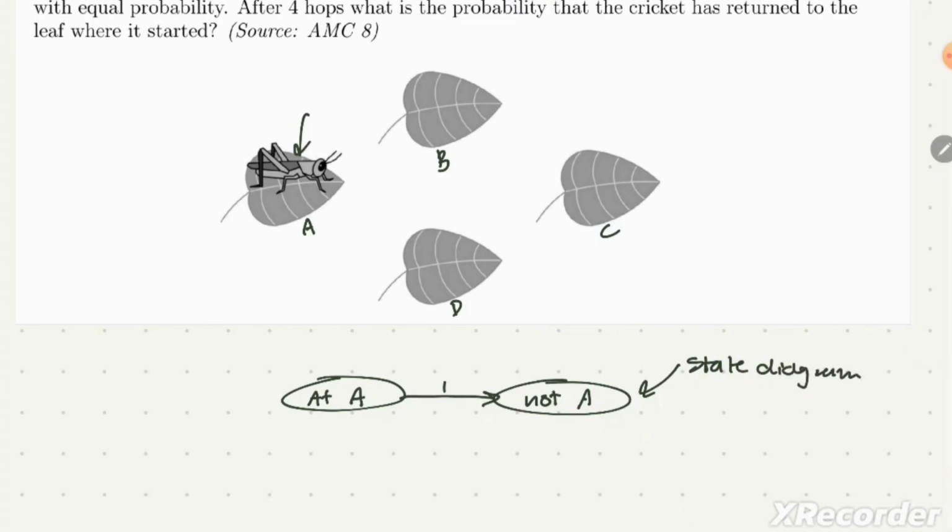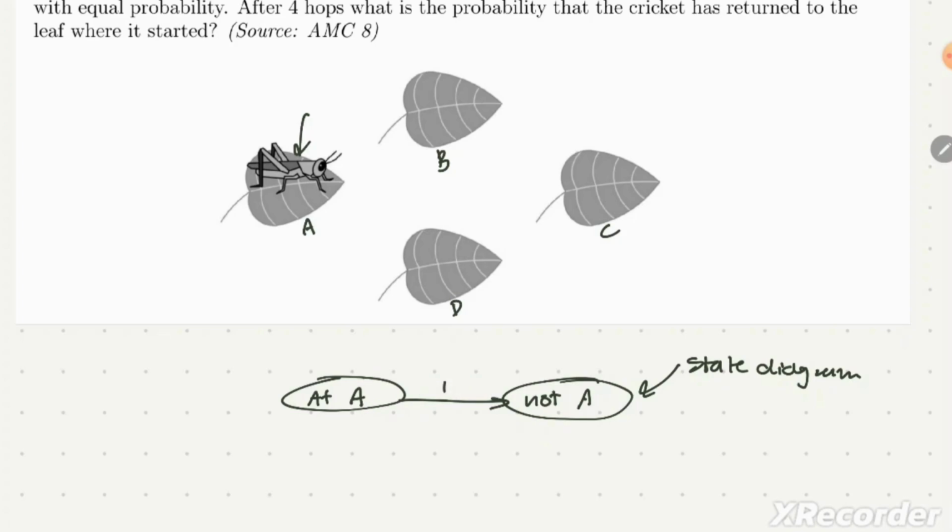Oftentimes, the states themselves are written in circles or squares with a little label, and then they're connected by arrows with the direction of the arrow representing which direction we're moving in. In this case, we're moving from at A to not A. Finally, the probability is often drawn as a number on the edge of the arrow. Okay, let's continue filling out this diagram.